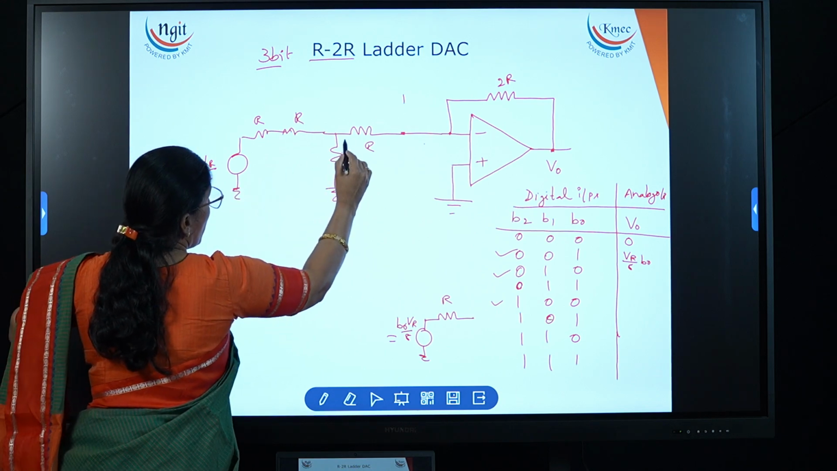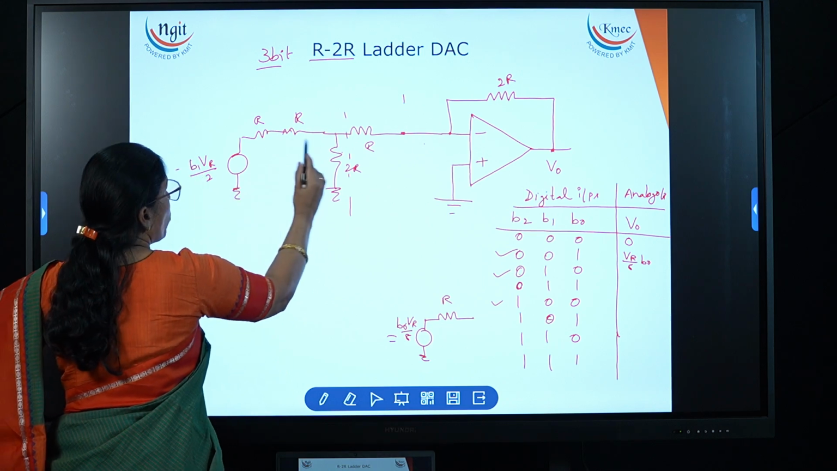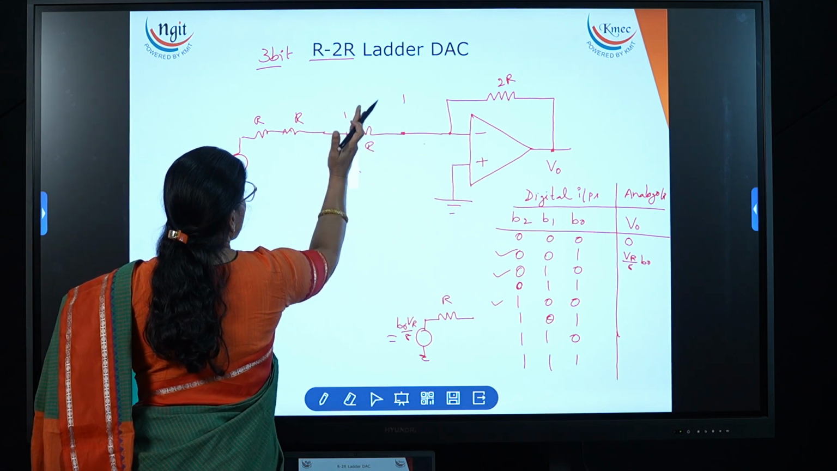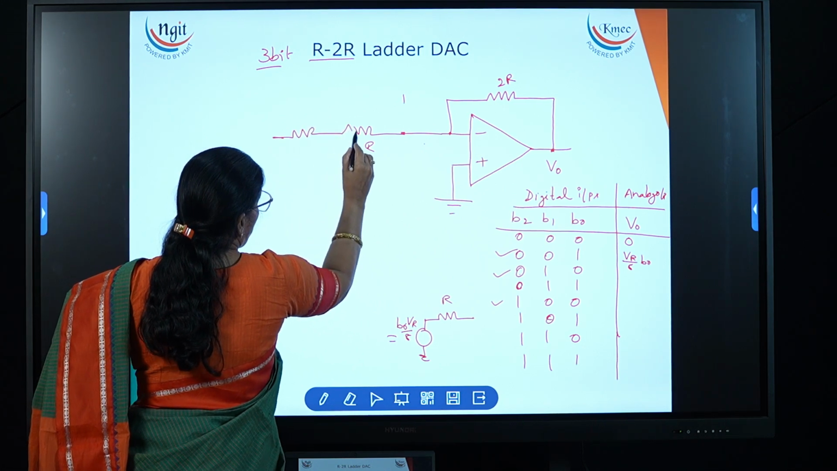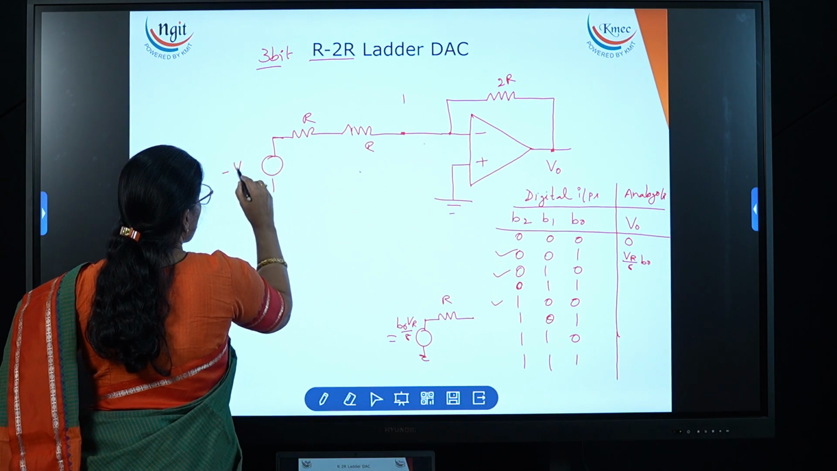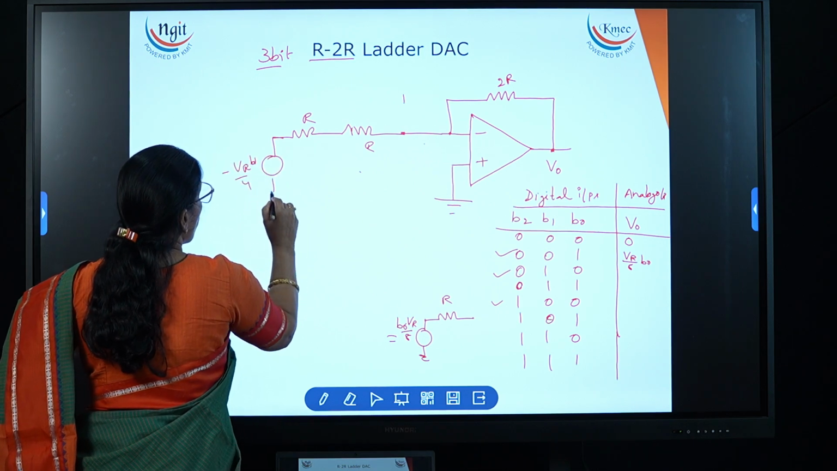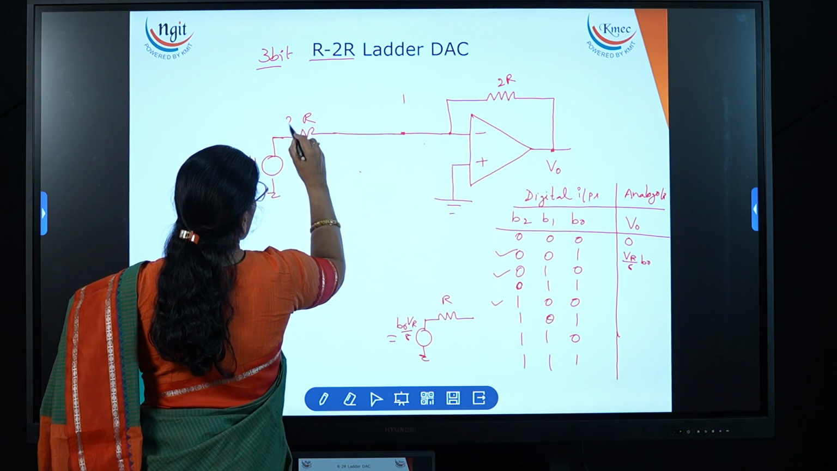So now again up to this point, if I try to calculate the Thevenin's equivalent circuit, I'll get half of the voltage and the resistance is R. Same as how I calculated for the previous one. You have to use the same method. So now here it is minus V reference B1 by 4. Now here R and R both are in series, so if I take the equivalent resistance, it is 2R.